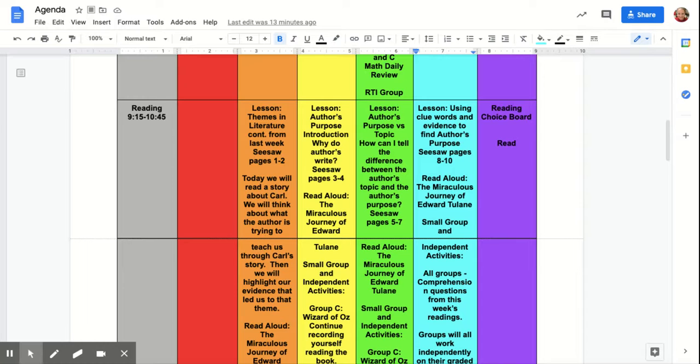And here, we talked about the difference between what a topic is and author's purpose. And then today, we determined the topic and author's purpose of a text using evidence from the text.